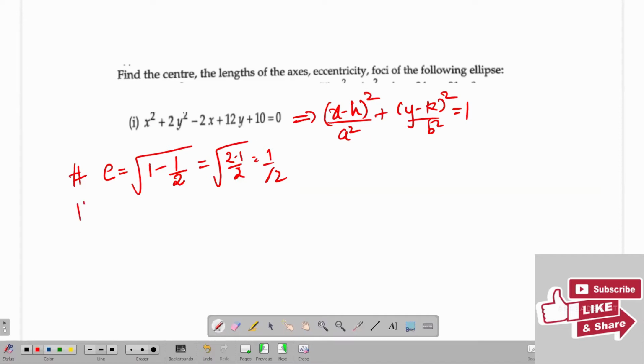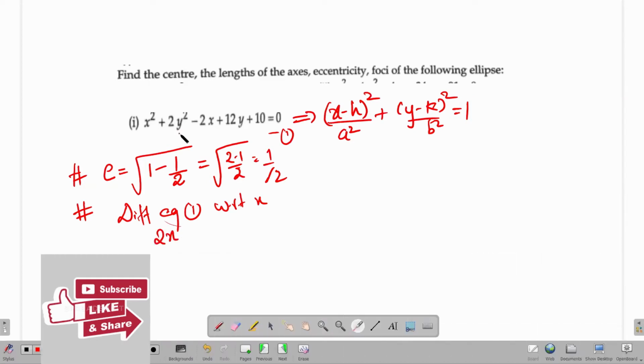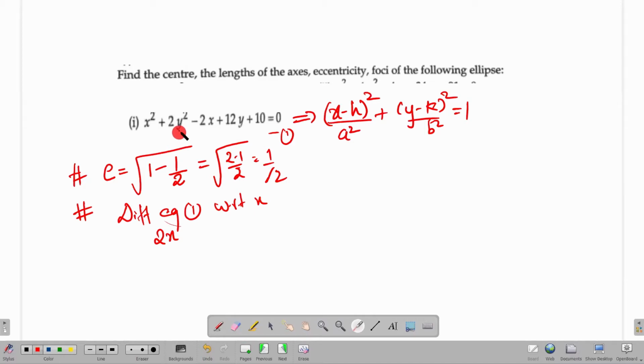Further, if you have to find center, then in that case you just differentiate this equation 1 with respect to x, taking y as a constant. So what we get here, 2x, here derivative is 0, derivative of minus 2x is minus 2, and the rest are 0. Why? Because y is constant here, so derivative of 12y is 0, derivative of 10 is 0. So I have differentiated equation 1 with respect to x. So here I get x equal to 1.